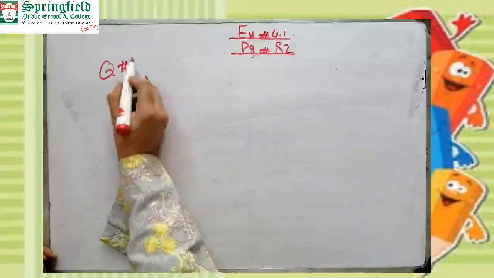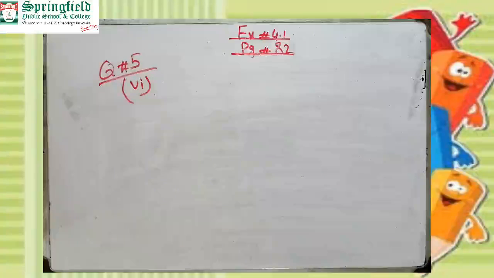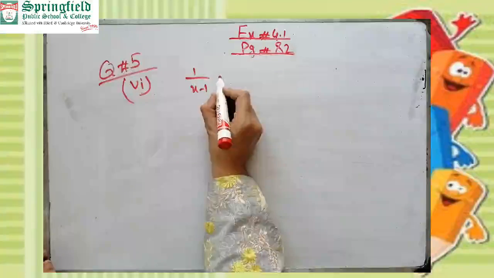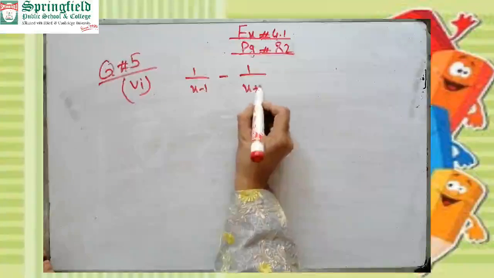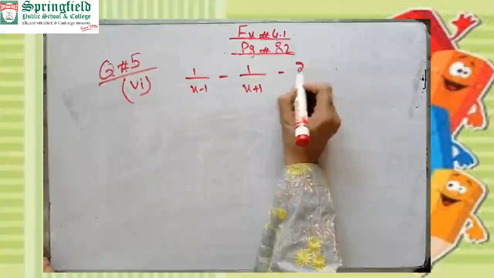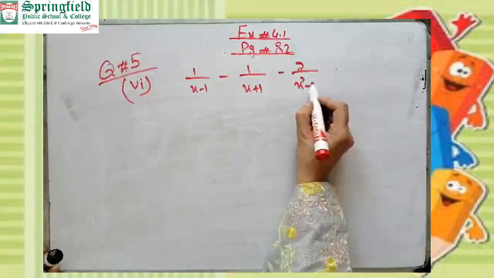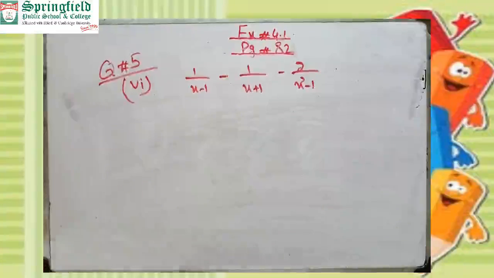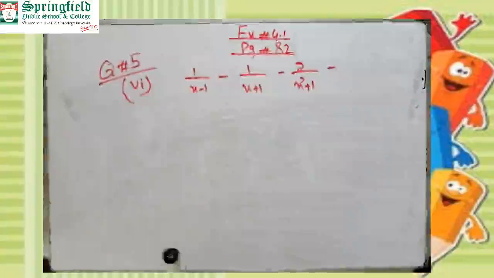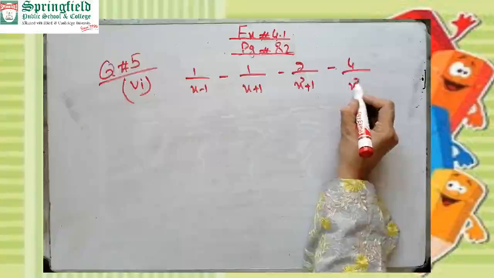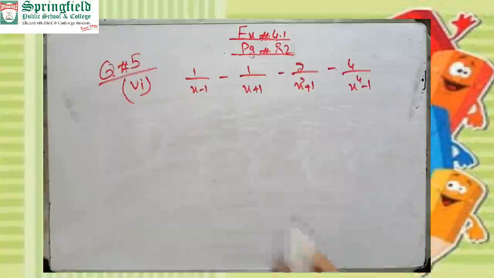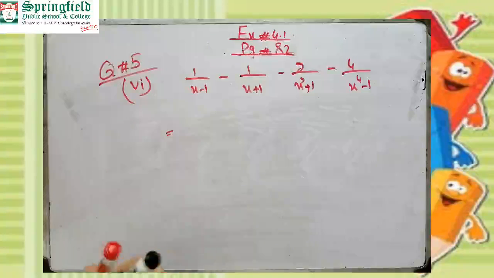Question 5. The sixth part is 1 divided by x minus 1, minus 1 divided by x plus 1, and then minus 2 divided by x square plus 1, and then minus 4 divided by x to the power 4 minus 1. This is the question. So how can we solve this question?